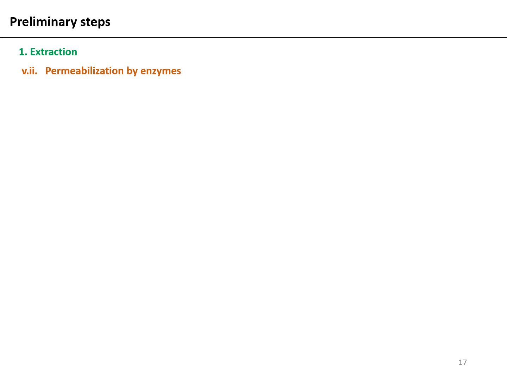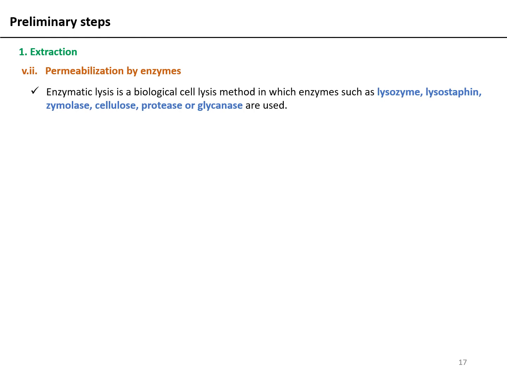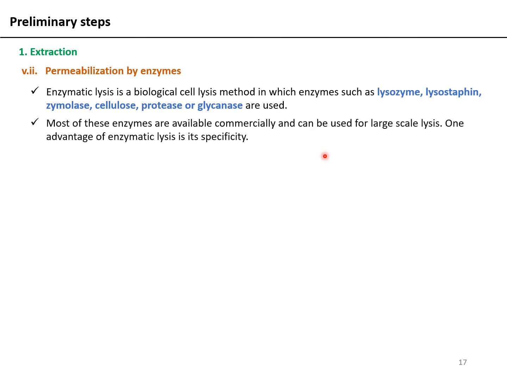The final method that we are going to talk about for cellular disruption is by using enzymes. Enzymatic lysis is a biological cell lysis method in which enzymes like lysozyme, lysostaphin, zymolase, cellulase, protease, or glycanase are used. So typically you will be using enzymes for cell lysis when your target cell has a cell wall, and these enzymes aim at disrupting the cell wall.